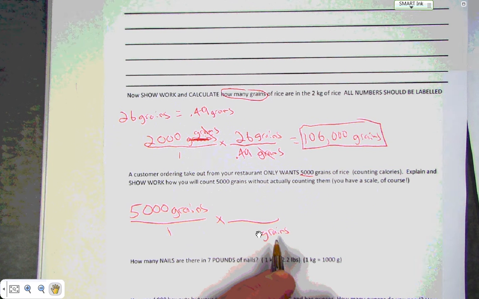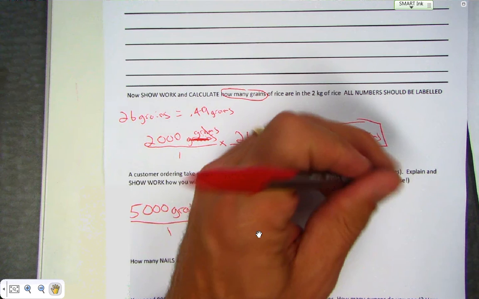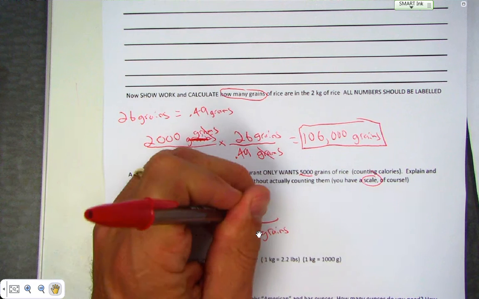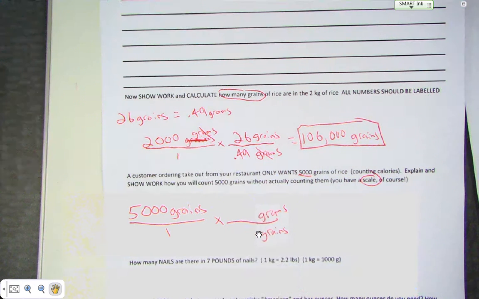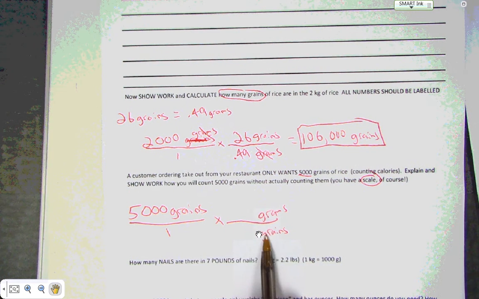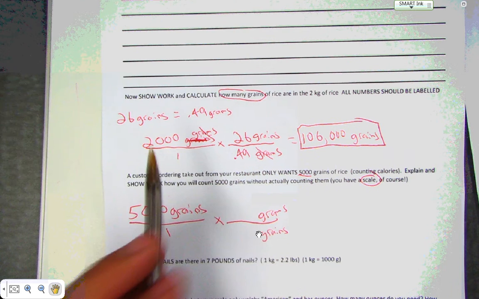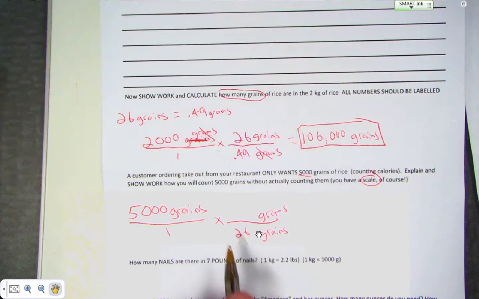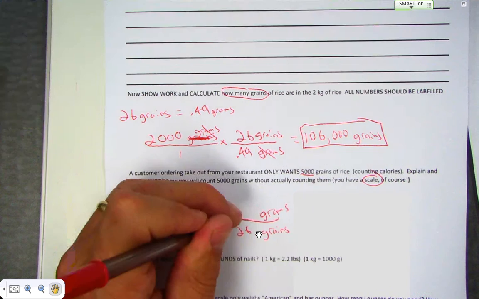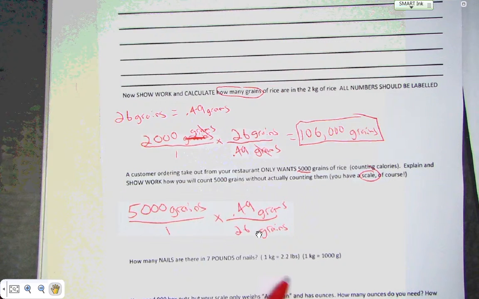What do I really want to know? I want to know how many grams, because I have a scale. So grams is going to go on top. Know any relationship between grams and grains? Sure do. It's right there. 26 grains. This time the 26 goes on the bottom. 0.49 grams goes on top.